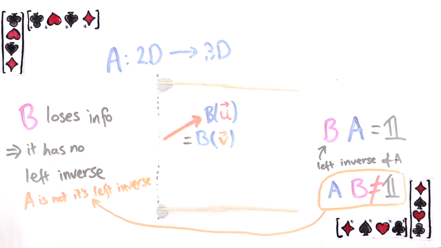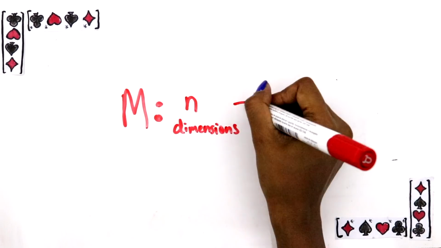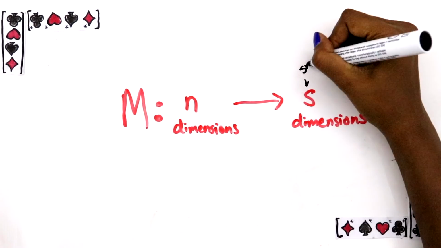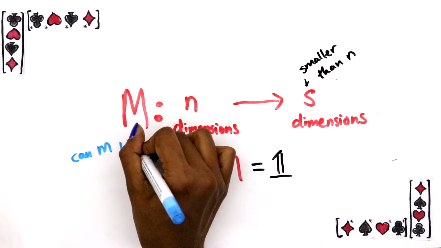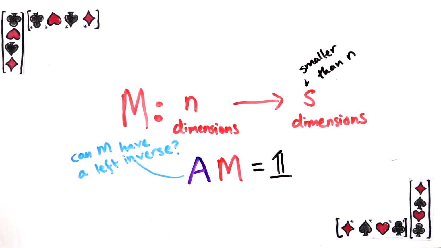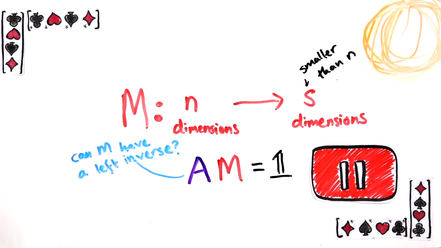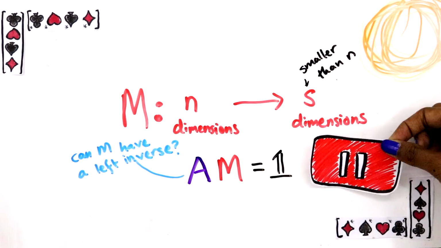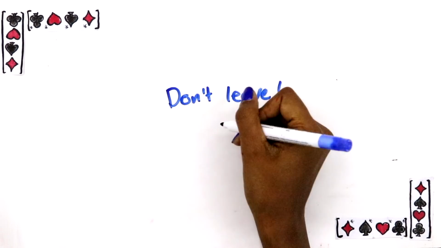So here's a question I want you to ponder. Is there any matrix that takes n-dimensional vectors to a smaller dimension s such that you can undo this matrix? In other words, can this matrix ever have a left inverse? The answer is that it can't. Here's a little proof of that.